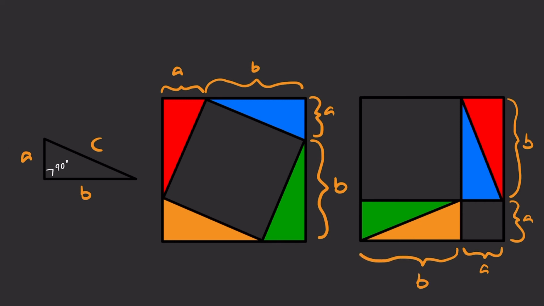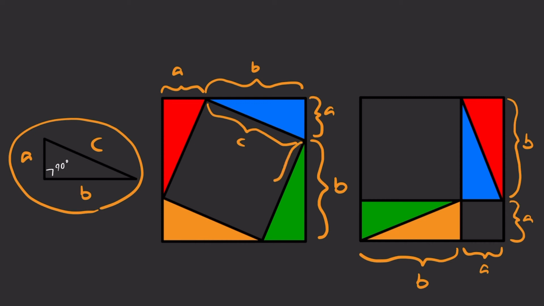Now we get to the fun part. We know from this triangle that the length of this side is equal to C, and the length of this side is equal to C as well. That means that the surface area of the empty space inside the big square is equal to C squared. And in the other big square, we know that the surface area of this empty space is equal to B squared, and the surface area of this empty space is equal to A squared.